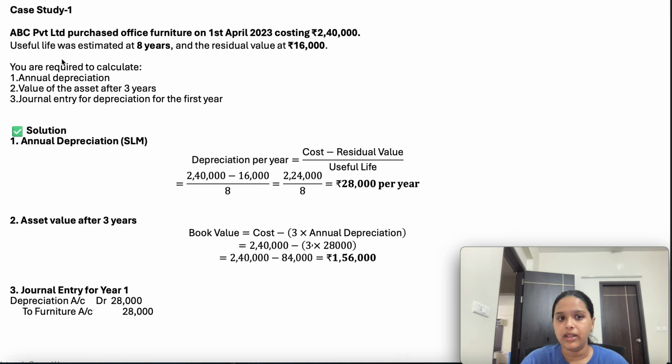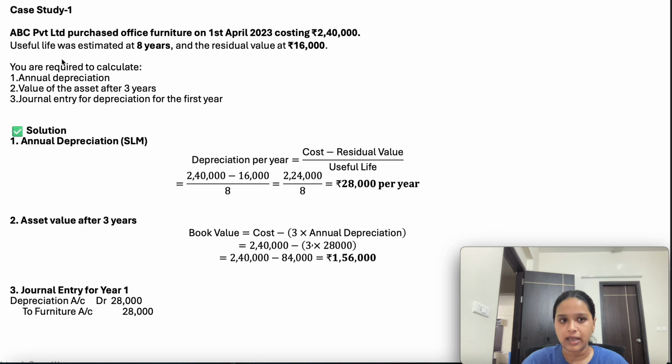So here they have not given us which depreciation method we have to follow, so let's do it through the SLM method. So 2,40,000 minus 16,000, because this is the net cost that we have paid, right? So 2,24,000. On this value we have to charge the depreciation divided by useful life. So 28,000 we have to charge per year. So this is the annual depreciation.